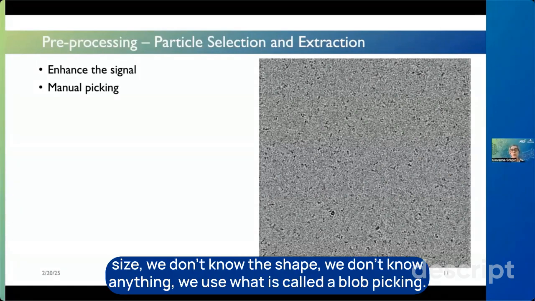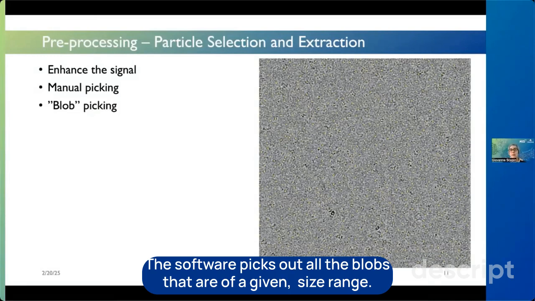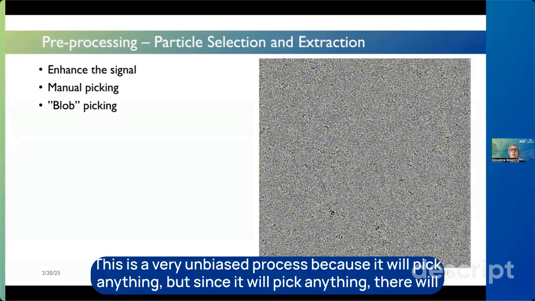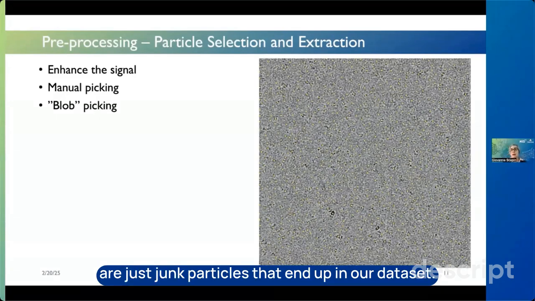What we do, if it is the first time that we see a sample of which we don't know the size, we don't know the shape, we don't know anything, is use what is called blob picking. The software picks out all the blobs that are of a given size range, so between 50 and 150 angstrom, for example. This is a very unbiased process because it will pick anything. But since it will pick anything, there will probably be a lot of contaminants and spurious particles that are not really our sample, but are just junk particles that end up in our data set.